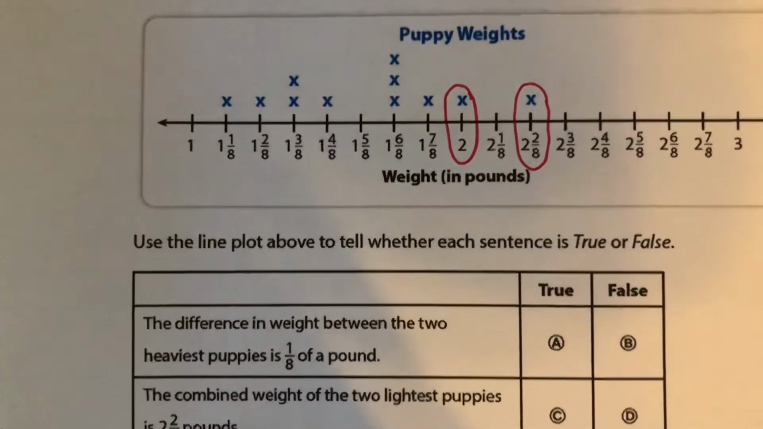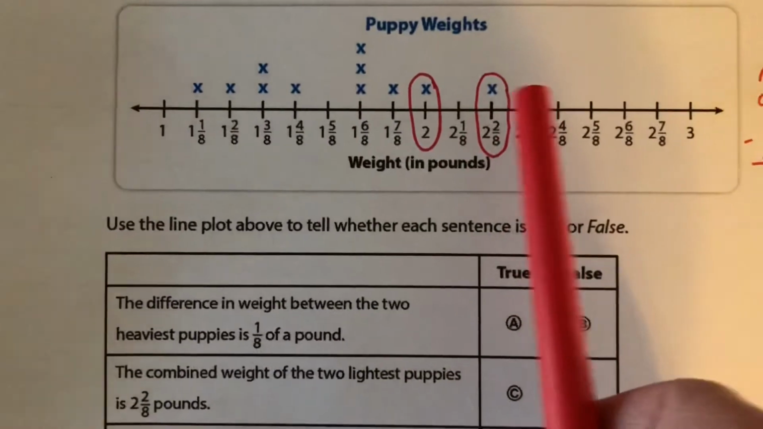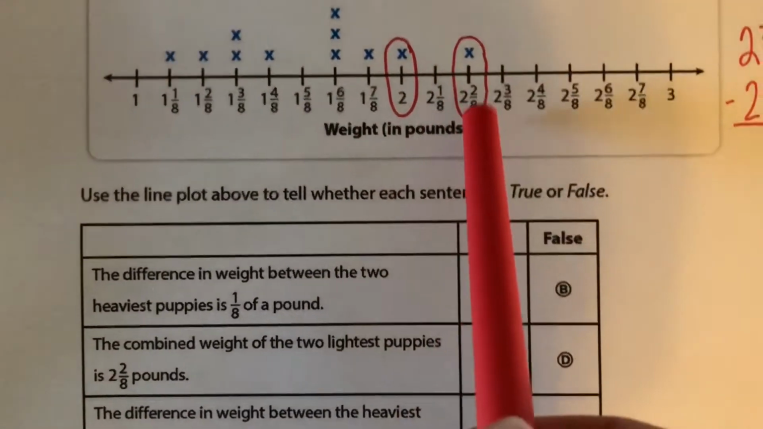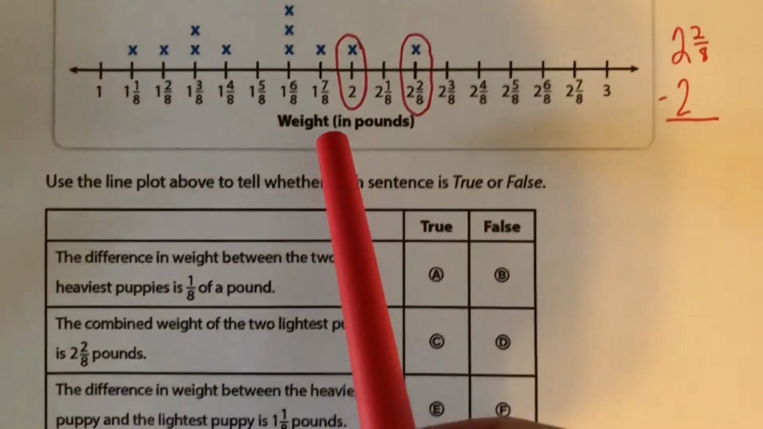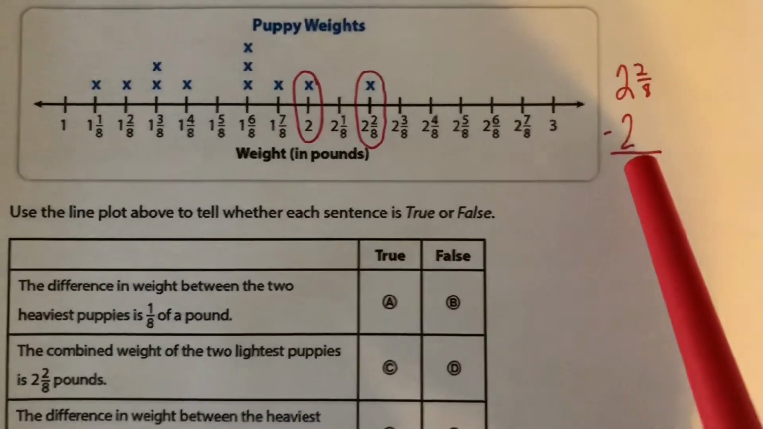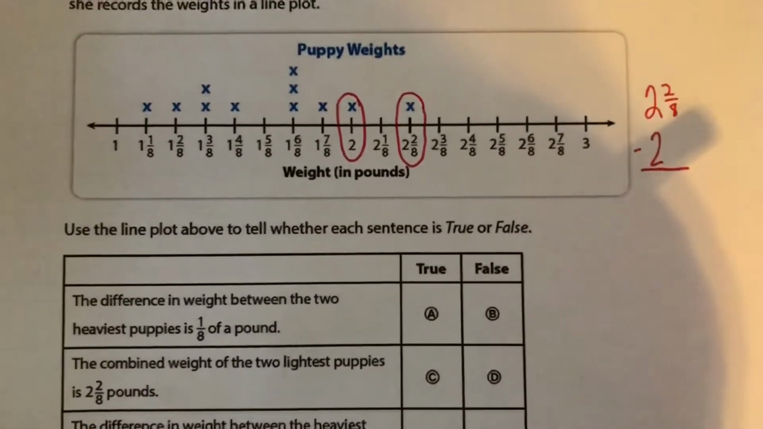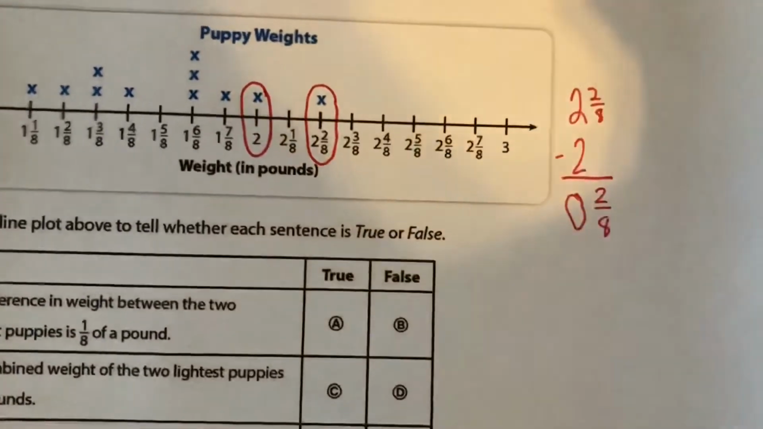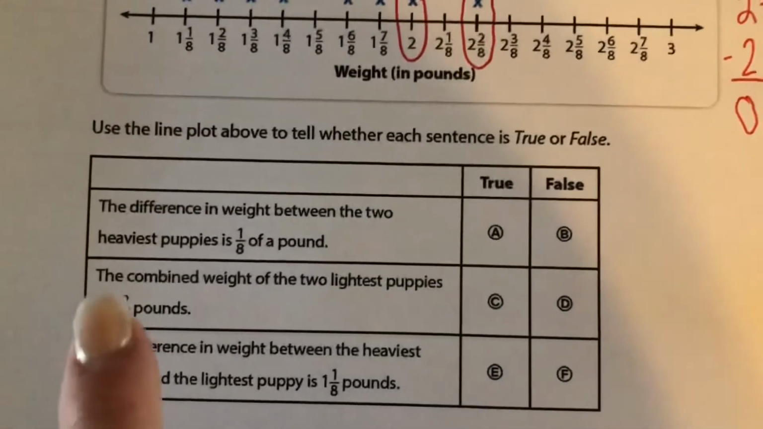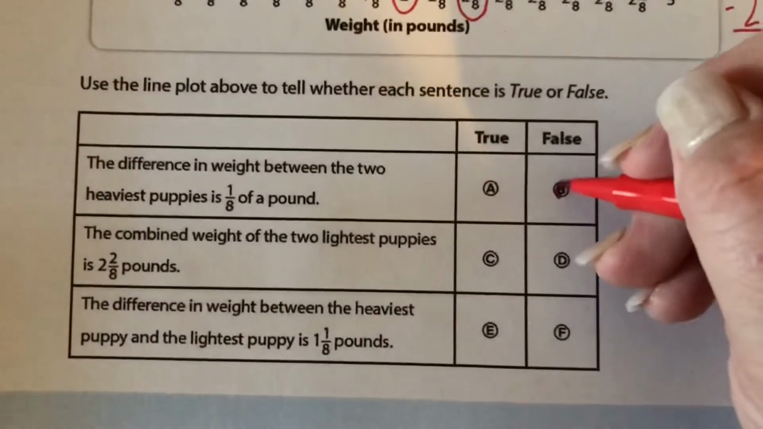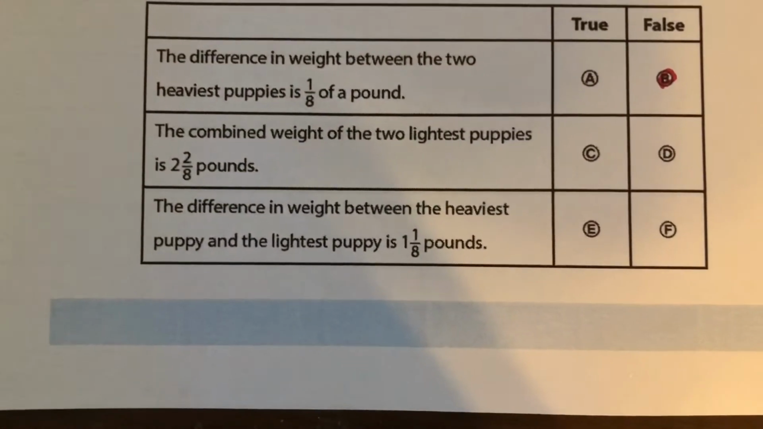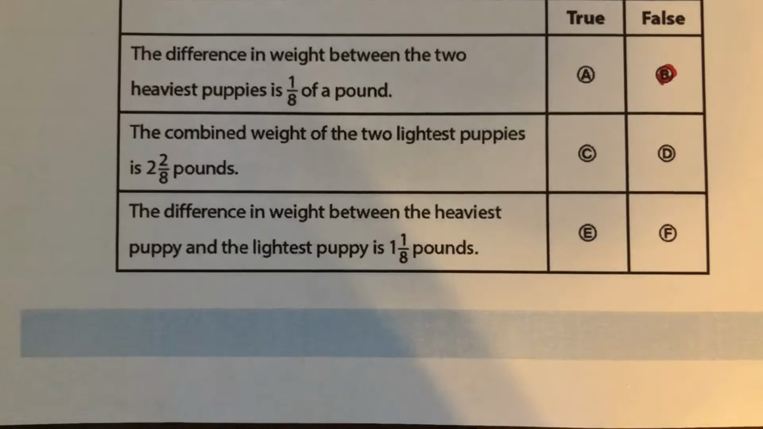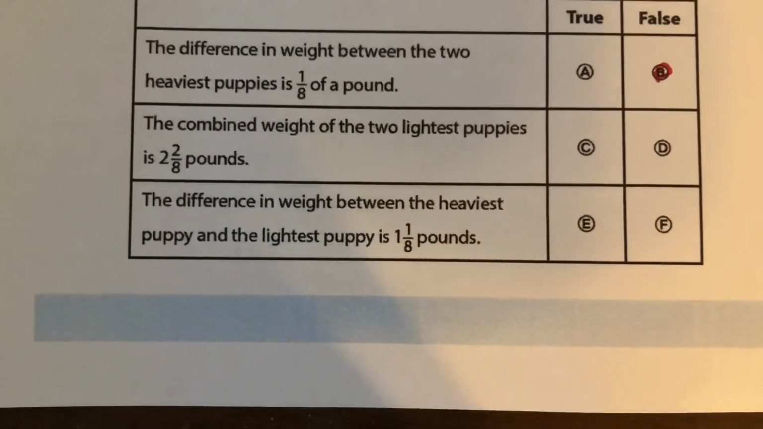Okay, the 2 heaviest weights would be the 2 x's nearest the end of the line plot. That's 2 2/8 and 2. So I've set that up over here to find the difference. 2 2/8 minus 2 would just be 2/8. So this is a false statement. 1/8 is not correct.